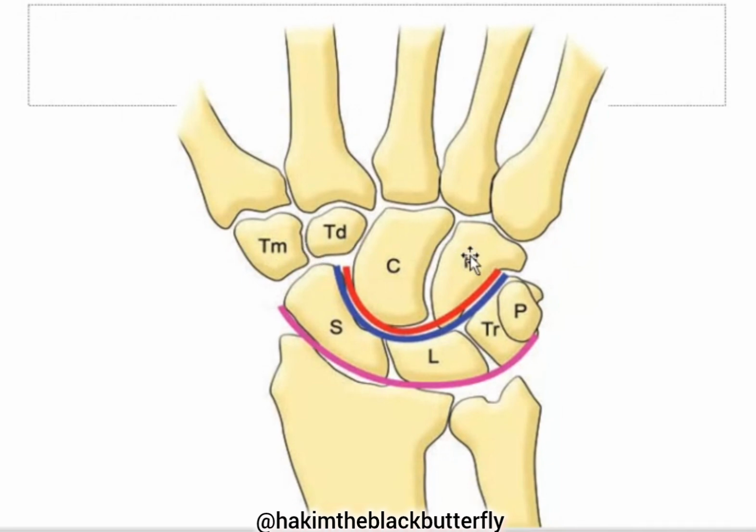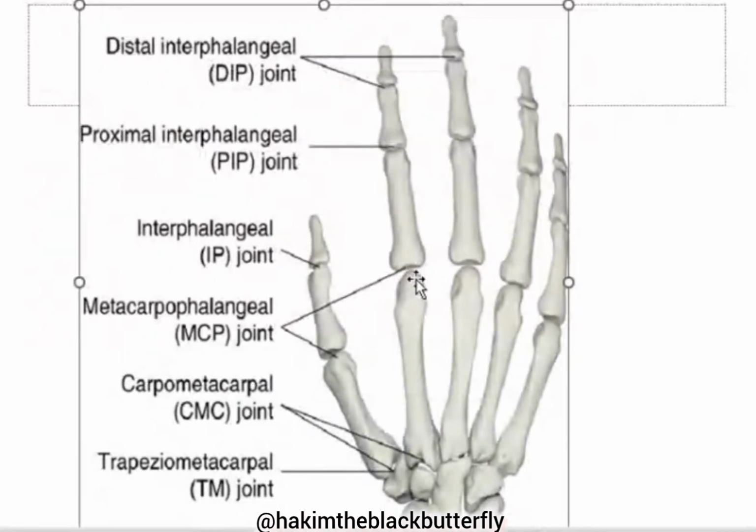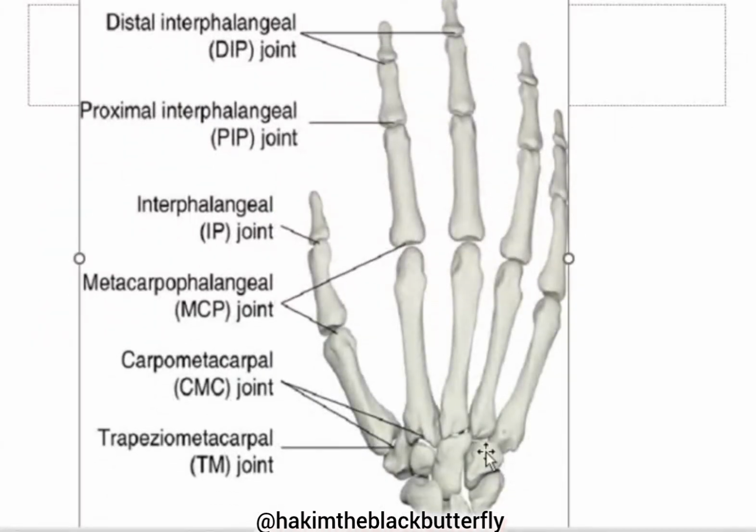Then between the distal row of the carpal bones and the metacarpal bones, we have the carpometacarpal joints. The arrangement of these bones is very important, because these bones usually fracture, and you must know which bone you are looking at. It's very important to know whether you're looking at bones of the proximal row or the distal row, because they usually fracture.